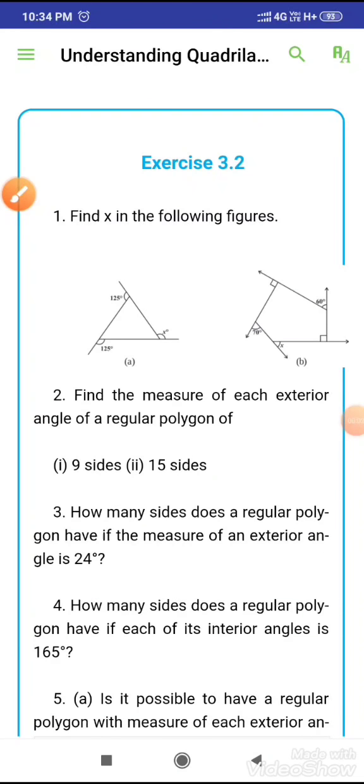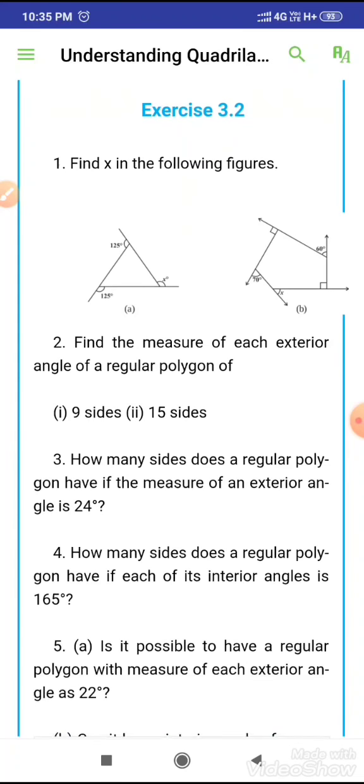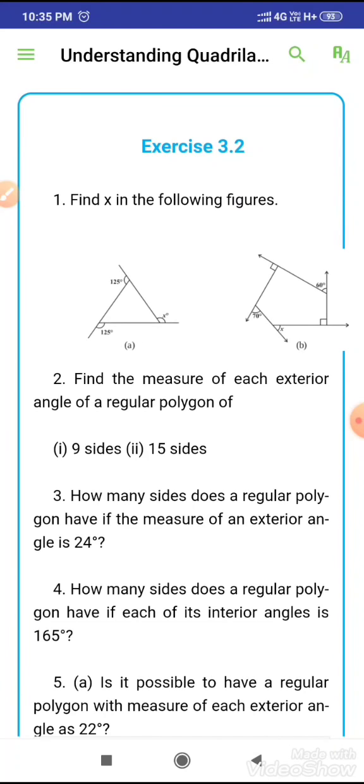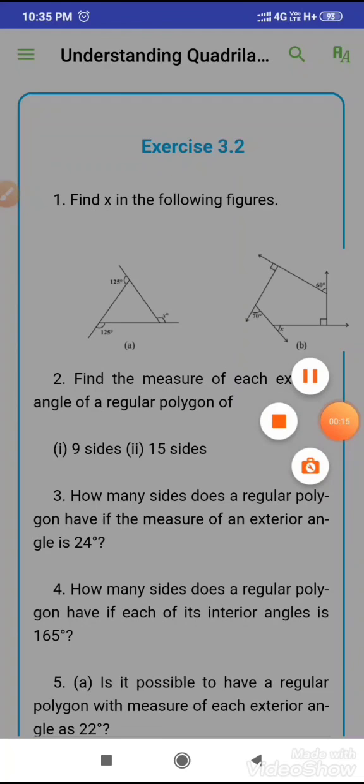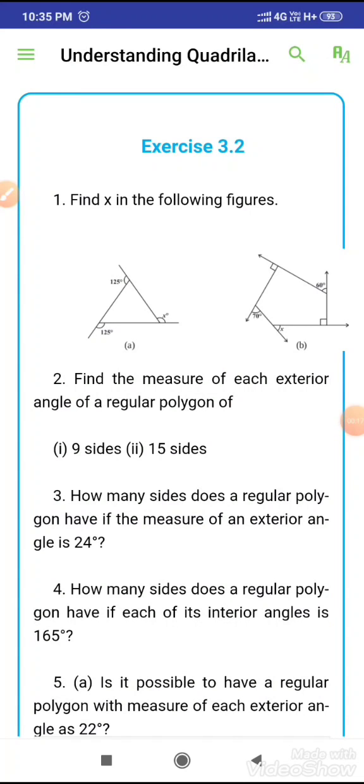Hello students, today we will discuss the second exercise of the third chapter of class 8th. Before starting this exercise, I would like to clear some basic concepts related to this exercise.